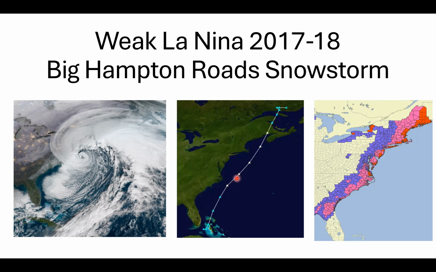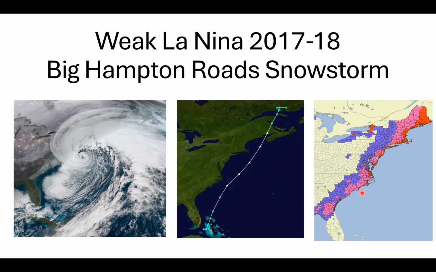See how it remains far to the east offshore of the mid-Atlantic? It wasn't too far offshore. It wasn't too close either. It was the ideal storm track to get a heavy snow into southeast Virginia and eastern North Carolina. And as it continued to move northeast on this track, it just got stronger and stronger.